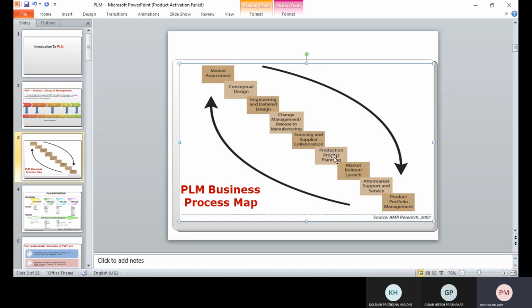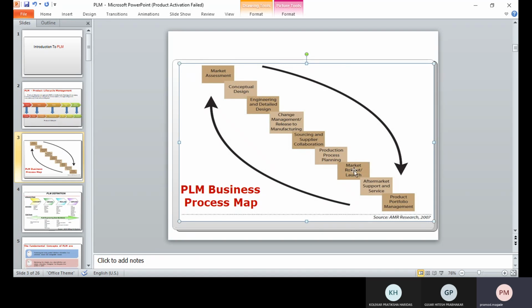After that, the production process planning. Here we are going to plan how we can make the production, whether it is a small part, big part, or costly part. In that case, if machineries are not available, we need to purchase. If available, what should we do for the implementation?